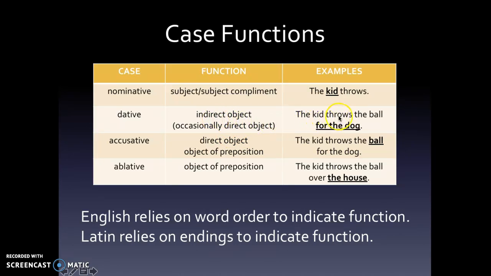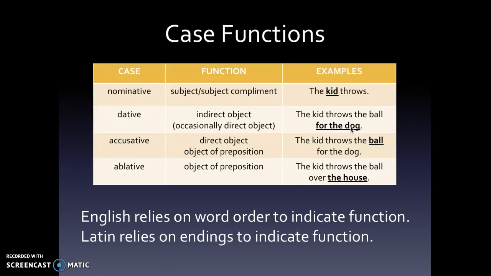Our example, the kid throws the ball for the dog. So the kid is our subject, it's doing the throwing. The ball is our direct object, it's directly receiving the action of the verb. The dog is our indirect object, it's being done to or for the dog. The dog here is indirectly receiving the action of the verb.